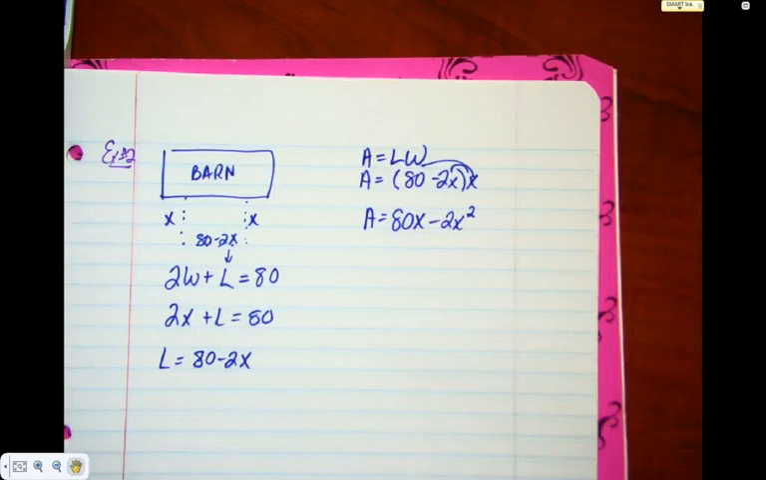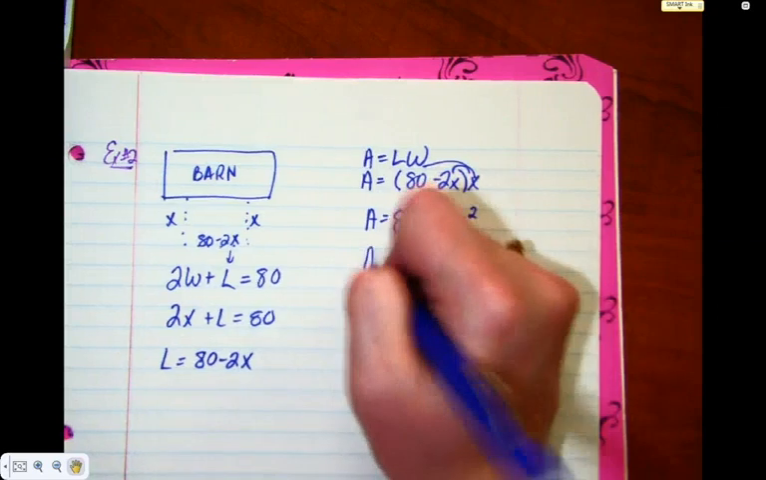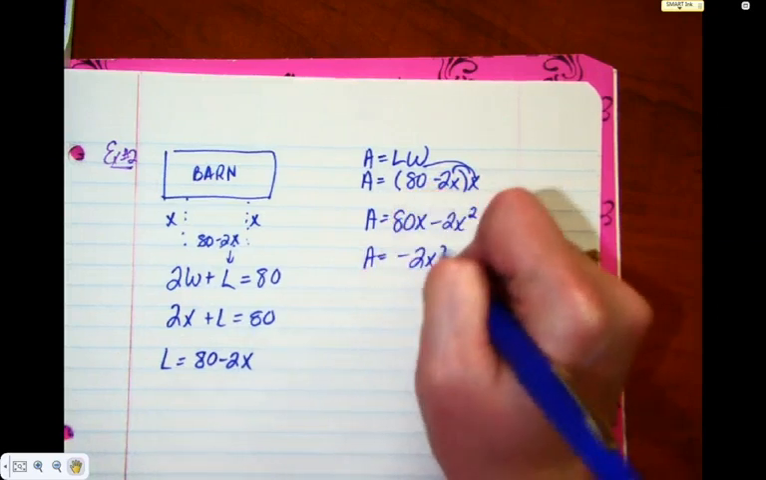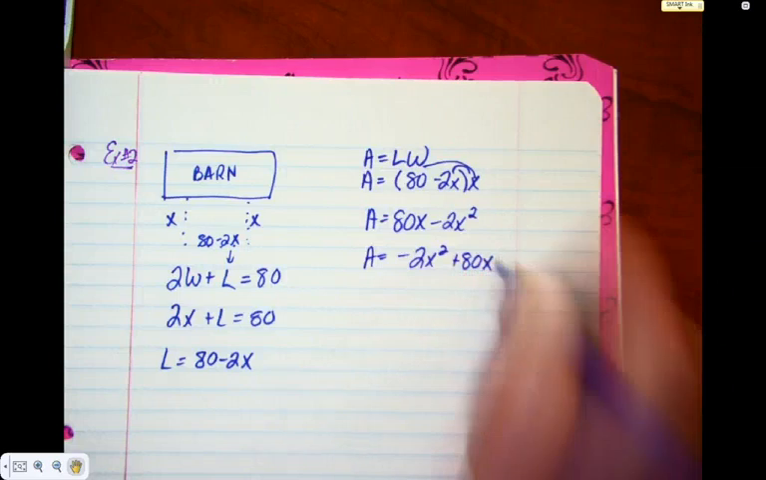Again, peek back at the last example. The numbers are different, but the process is the same. What did we do in the last example? Yes, there was a step just before that. Yeah, we put it in the correct order. We put the x squared first because we need it to be in parabolic form. So minus 2x squared plus 80x.